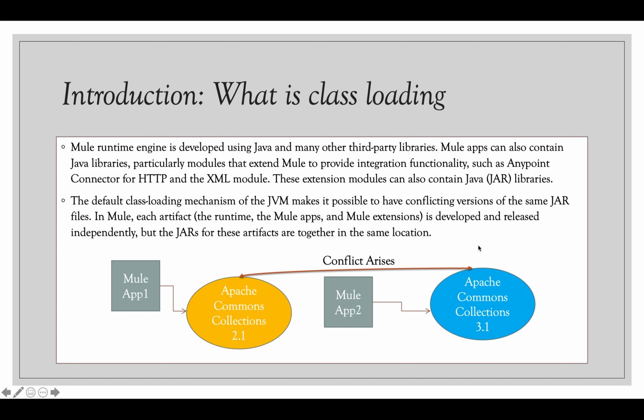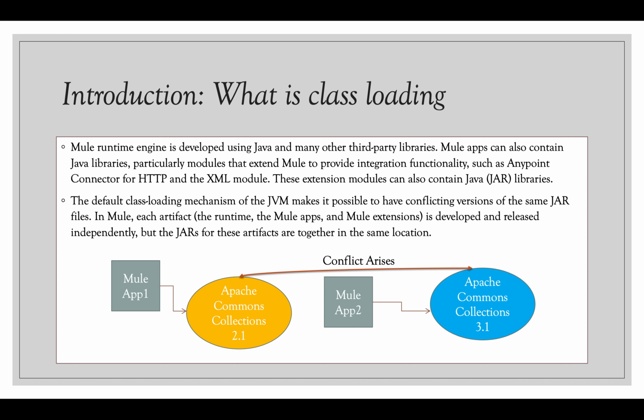Now, a possible scenario is, let's say we are having a Mule app 1 and Mule app 2. Mule app 1 is using the Apache Commons Collections 2.1 version, whereas Mule app 2 is using the 3.1 version. Now, if both the applications are being maintained under one project structure, then it may be a reason of conflict between Mule app 1 and Mule app 2.